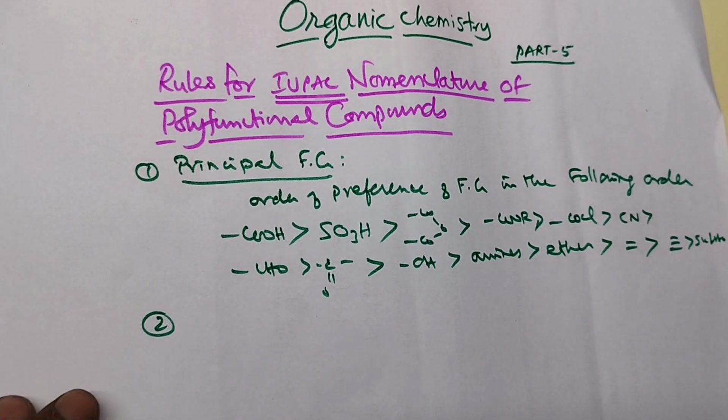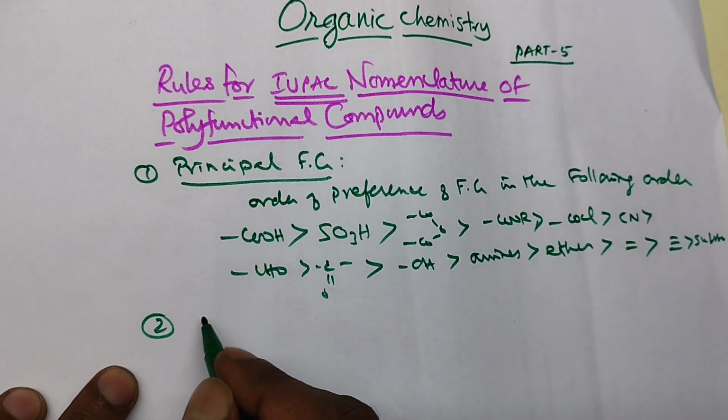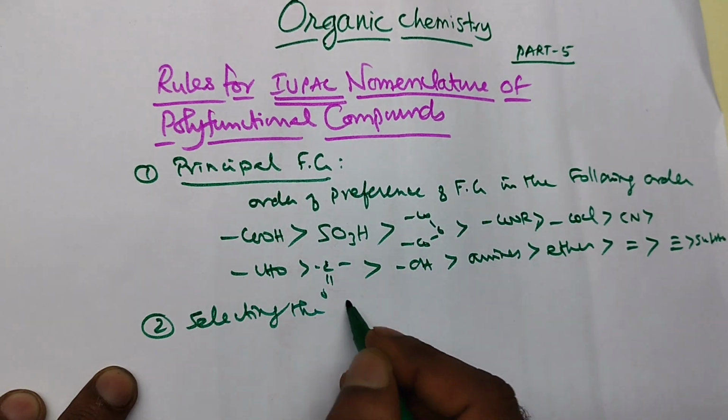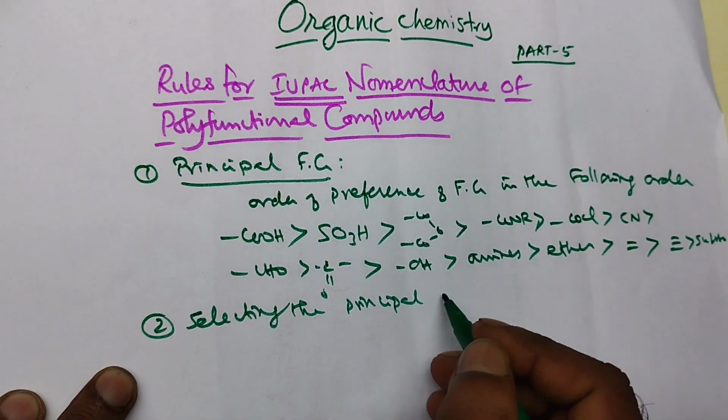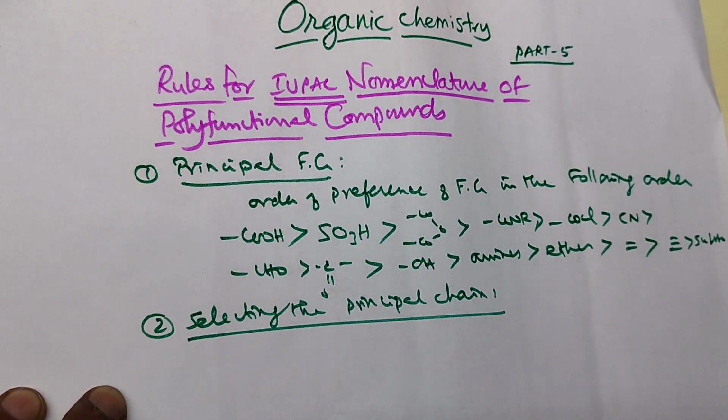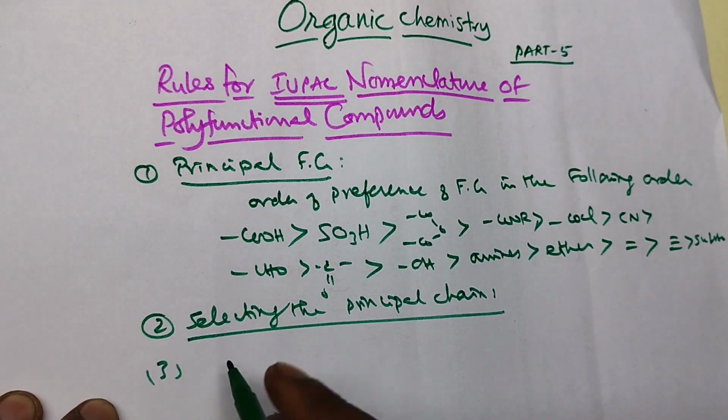The second rule is selecting the principal chain. What does it mean? You select the longest carbon chain, and it must contain the maximum number of functional groups, or double bonds or triple bonds. Based on that only we have to select the carbon chain.